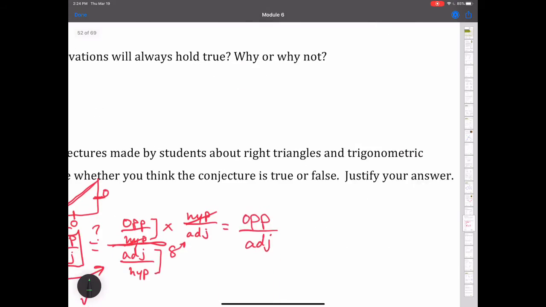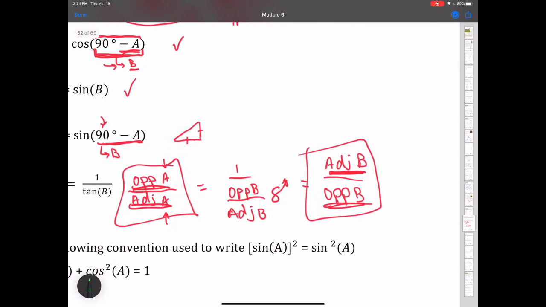So when we're looking back down here, opposite of A is actually really just the same thing as adjacent of B. Adjacent of A is the same thing as opposite of B. So those are, in fact, equal to one another.